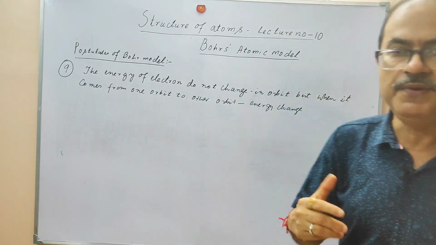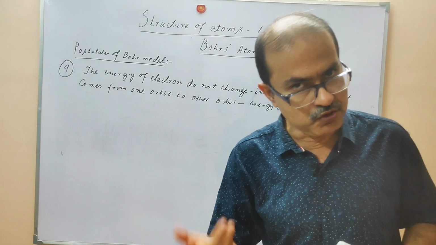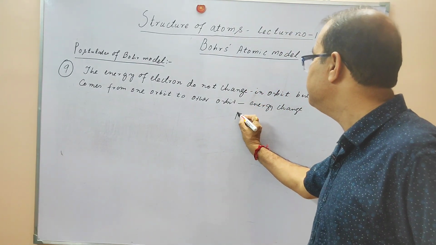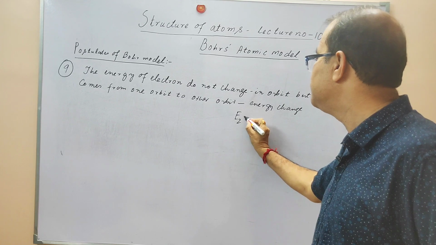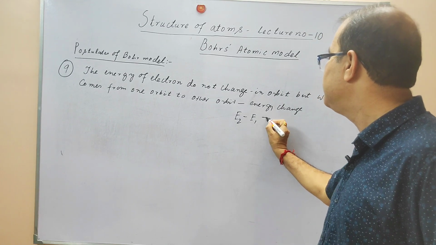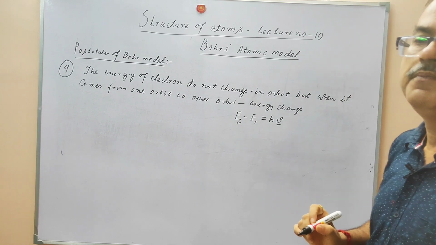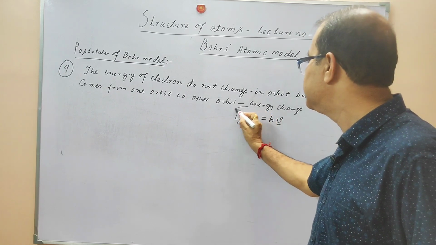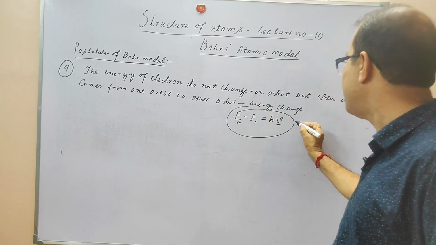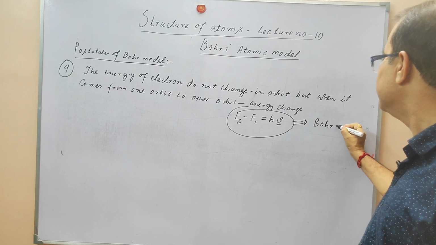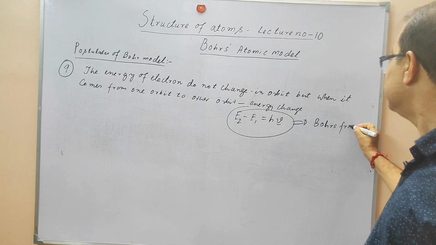When this energy is emitted, it will be in the form of electromagnetic radiation, and depending on the energy difference between the energy levels, that is E2 minus E1, it will be given by h nu. h nu is the frequency of the electromagnetic radiation, and this equation is called the Bohr frequency equation.